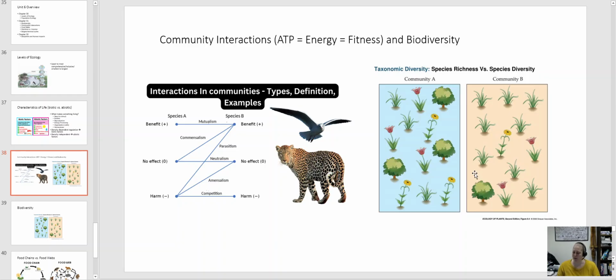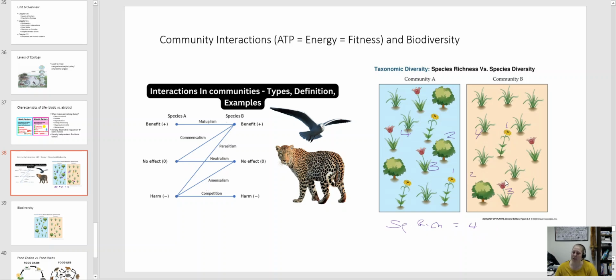Remember, when we look at biodiversity, we're looking at the species richness, so how many species are present. In this case, we have 1, 2, 3, and 4 species present in both environments, and they have the same species present. So species richness is equal. 4 species in both, same species in both.